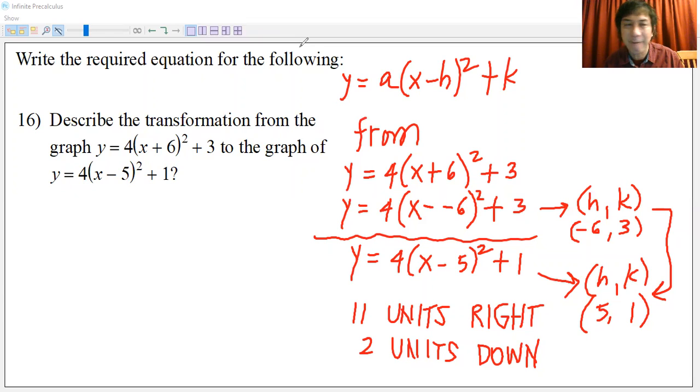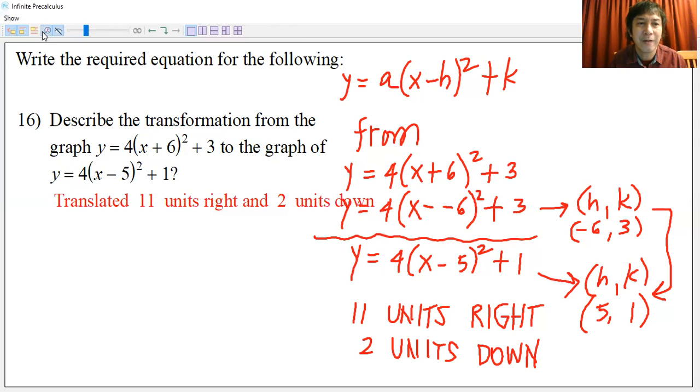That's the description. So this will now be the answer: translated 11 units right and 2 units down. You can read it here. Exactly what we stated right here. So that's it for number 16.